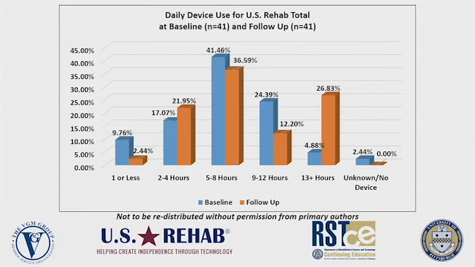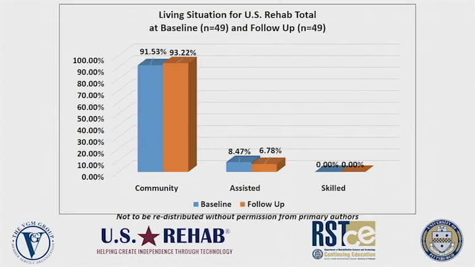Daily device use, like how many hours per day. What we're implying here is that if you have a good piece of equipment and it's comfortable for you and it meets your needs, you're going to use it for more hours per day, which we could then translate to say they have better participation. And this is interesting: at time 2, just in this sample of 41 people, 13 hours plus has gone up significantly. So that means the equipment must be doing something that they like, that they're using it more frequently.